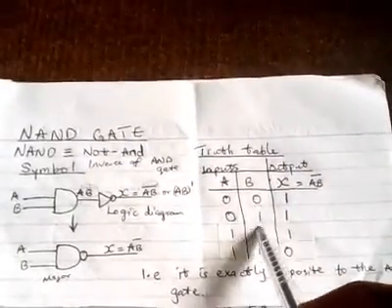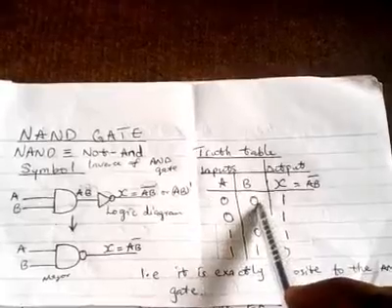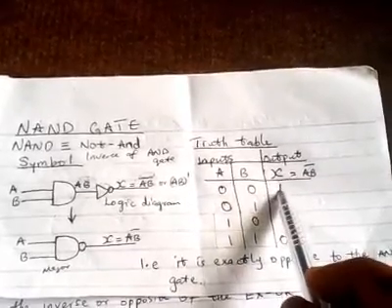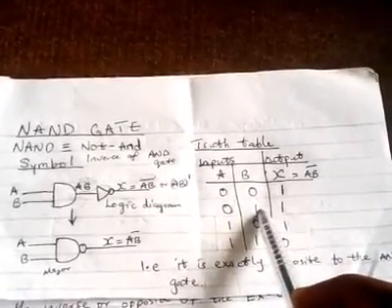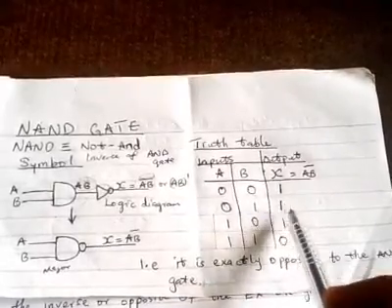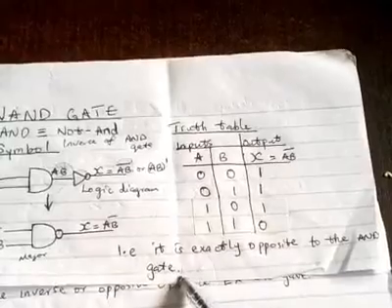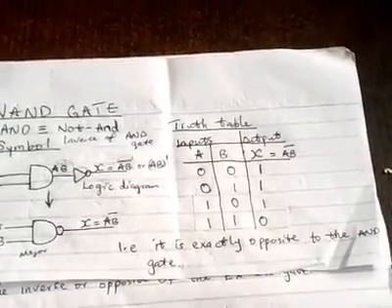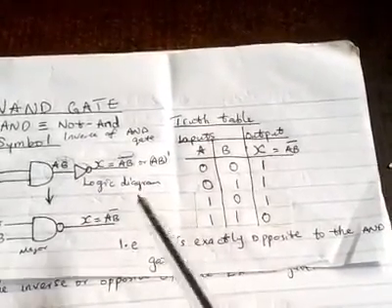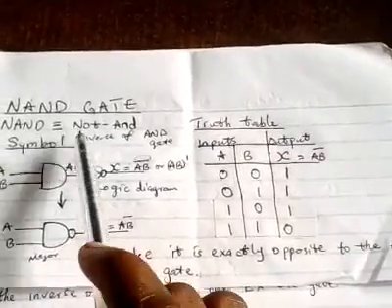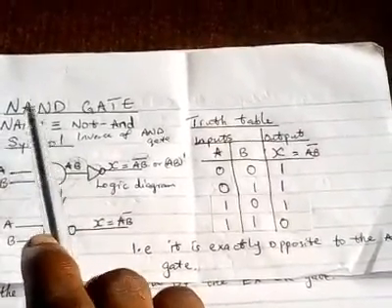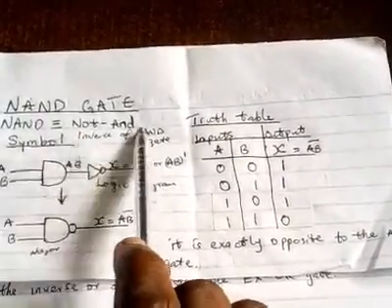Now in the AND gate, if 0 and 0 was 0, it's going to be 1 for the NAND gate. If 0 and 1 is 0, it's going to be 1 for the NAND gate. So we are just having the exact opposite of the AND gate. So once you have a basic knowledge of the AND gate, you can easily deal with the NAND gate. Remember, NAND equals NOT AND.